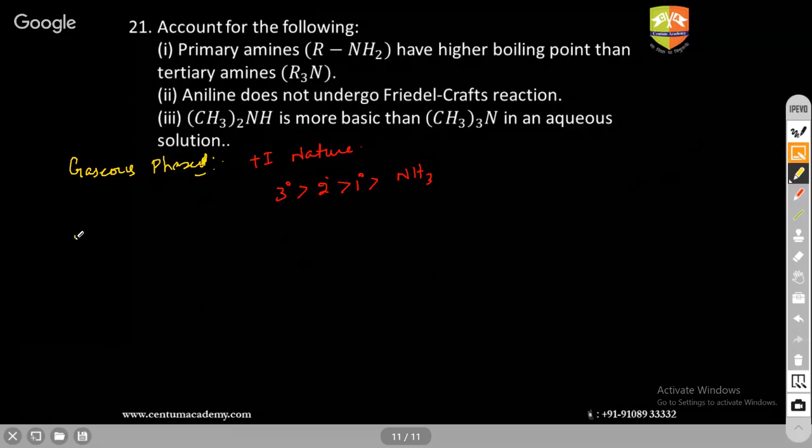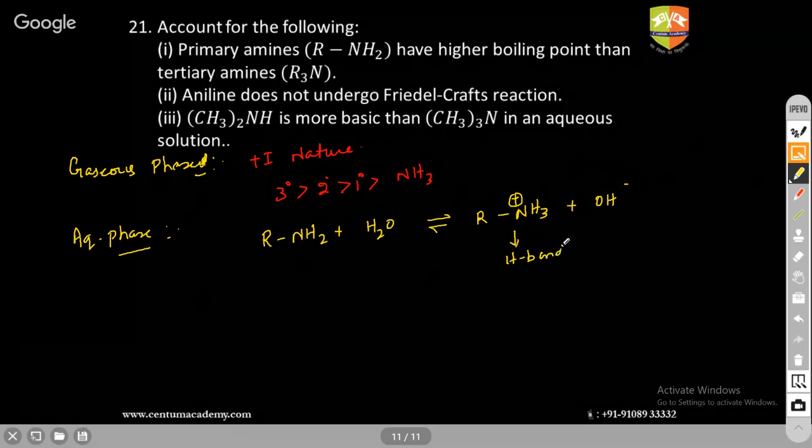But when we have the aqueous phase, there are two or three things which come into the picture. Suppose I take the primary amine RNH2 in the aqueous phase, with H2O, it forms RNH3+ OH-. Now this shows hydrogen bonding, right? And the reaction has a tendency to go in the forward direction. But the number of hydrogen bonds you see here, we have 3 hydrogens, so 3 hydrogen bonds will be there.